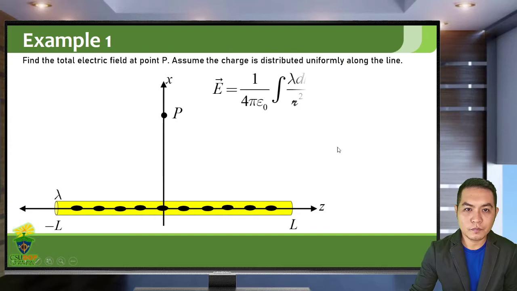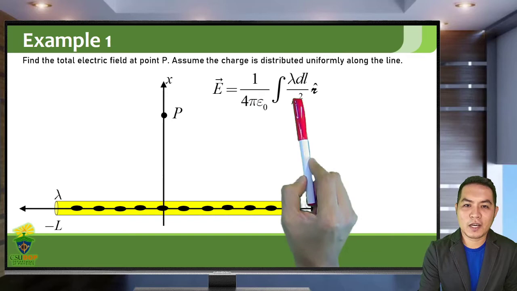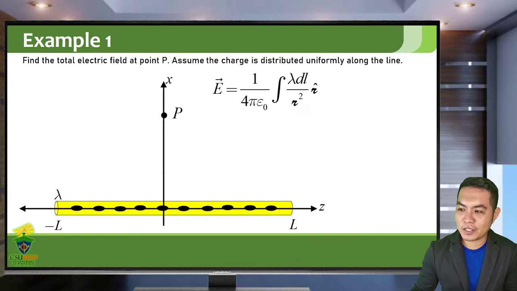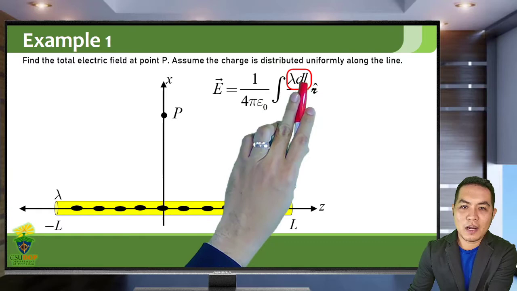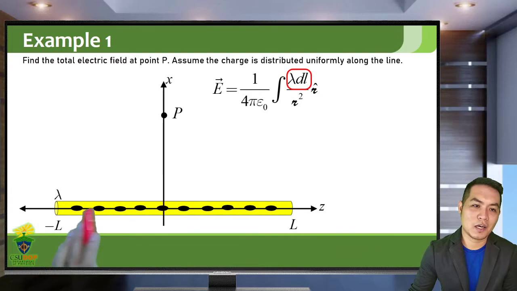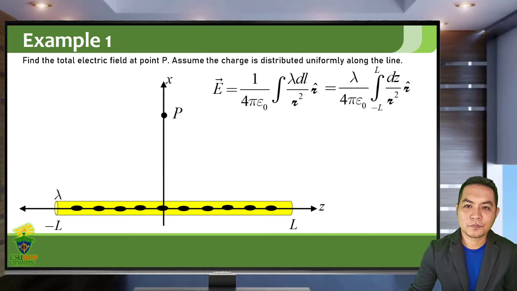So the formula is the Coulomb's law integral. Instead of k dq over r squared, instead of dq, we replace dq by lambda dl, since this is a line charge distribution. Since lambda is constant, we can take it out of the integral. And since our line charge is distributed along the z-axis, then dl is just dz. And we evaluate dz from negative l to positive l over the total length of the line.